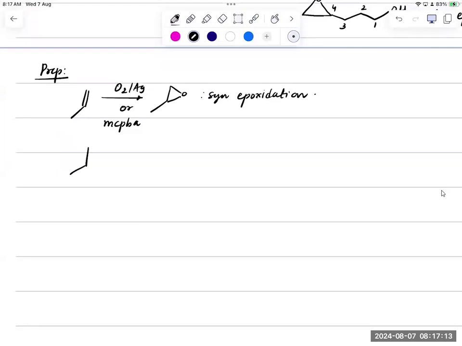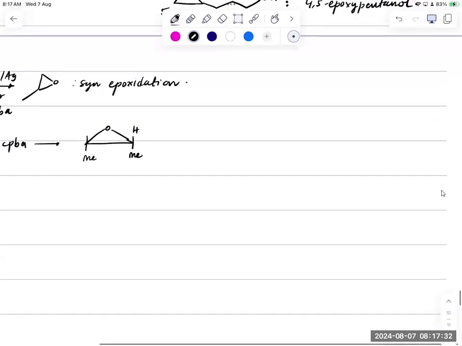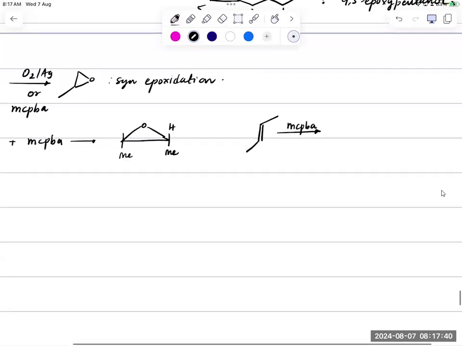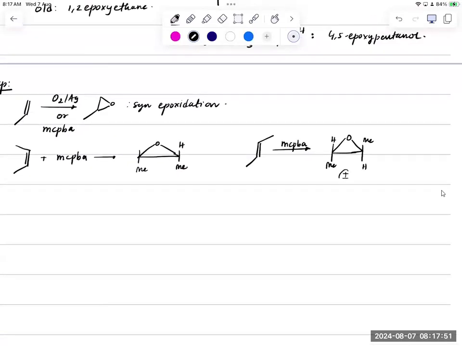And suppose if you have a cis molecule here, cis plus MCPBA, then because it is a syn addition, I should get erythro. Erythro means both on the same side. So you can see this is how it is. This is erythro. If it is trans and MCPBA is given, in that case we will get methyl and methyl on opposite sides. Correct? And plus and minus. It will be a racemic mixture.